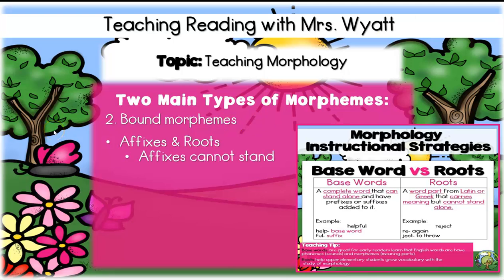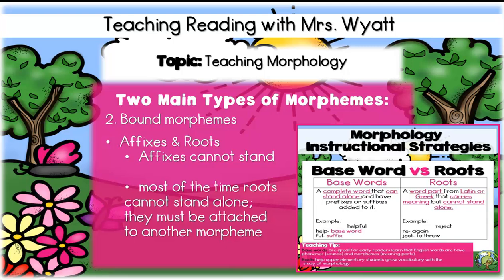Affixes cannot stand alone, so you're going to have to add that affix to another meaningful part. So if you think back to that word cat, the affix or that suffix in this case would be that s. You would have to add it to that base word to have a word. You could also add affixes, your prefixes and suffixes, to a root to create a word.